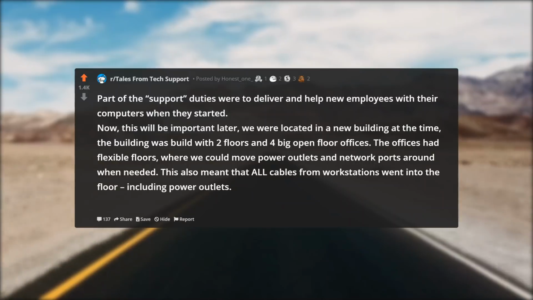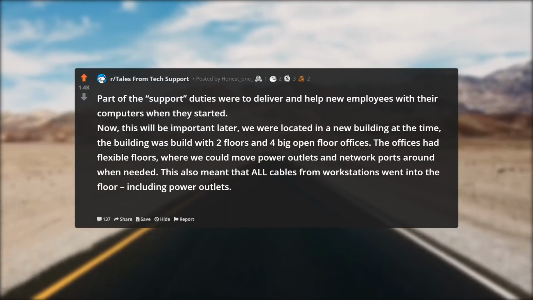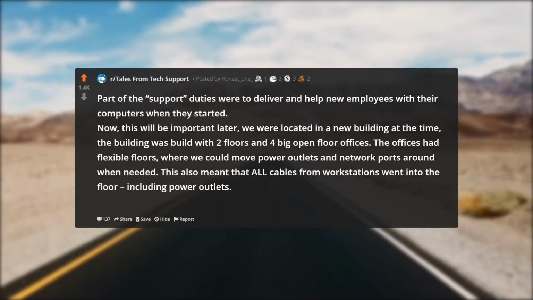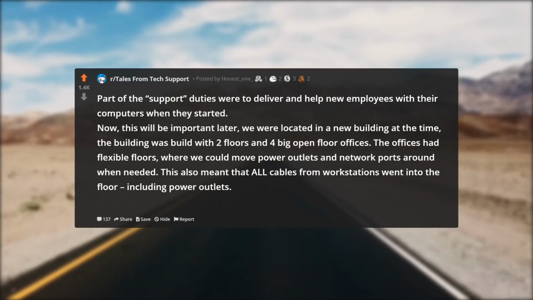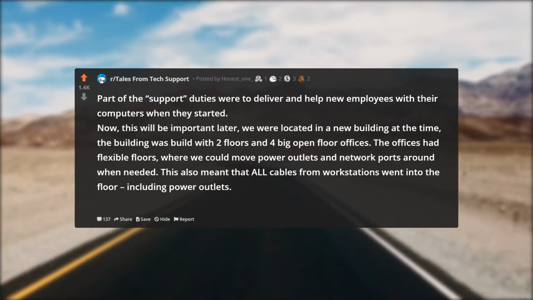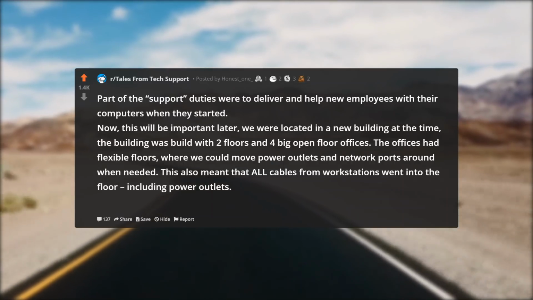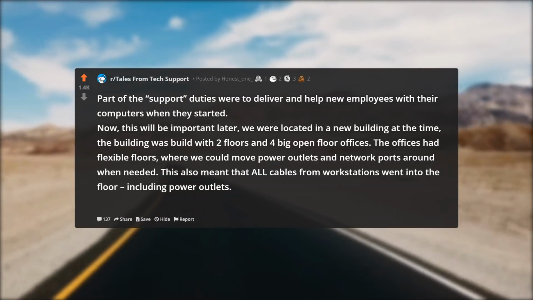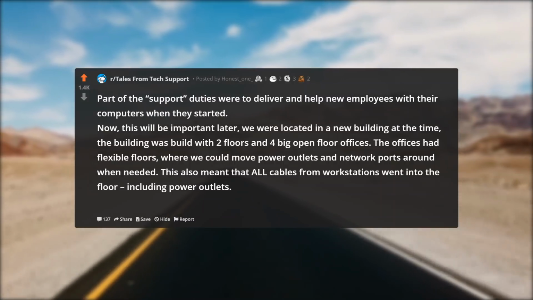We were located in a new building at the time. The building was built with 2 floors and 4 big open floor offices. The offices had flexible floors, where we could move power outlets and network ports around when needed. This also meant that all cables from workstations went into the floor, including power outlets.